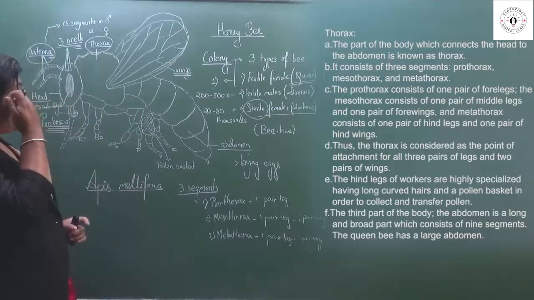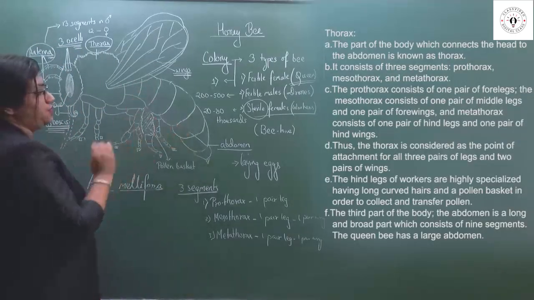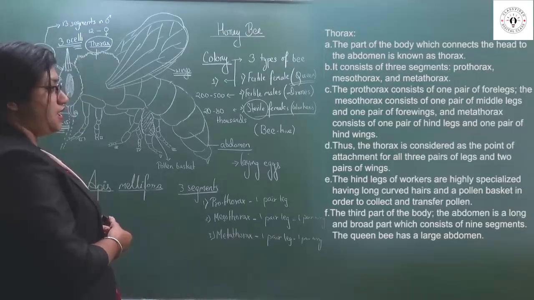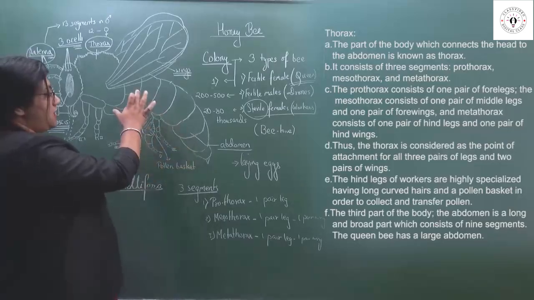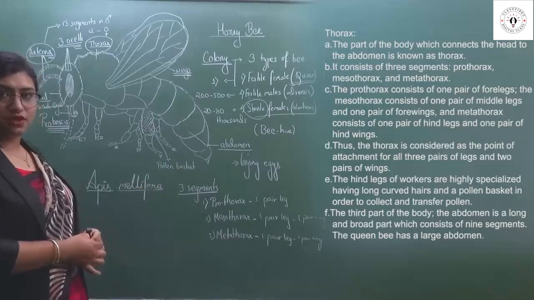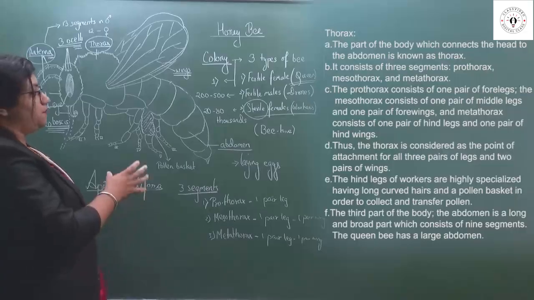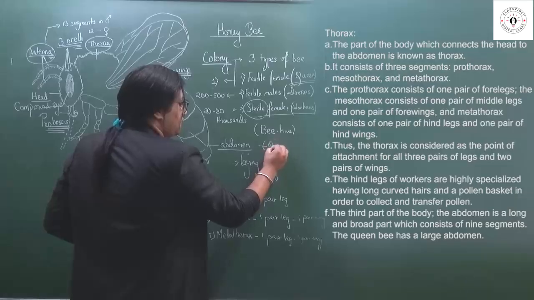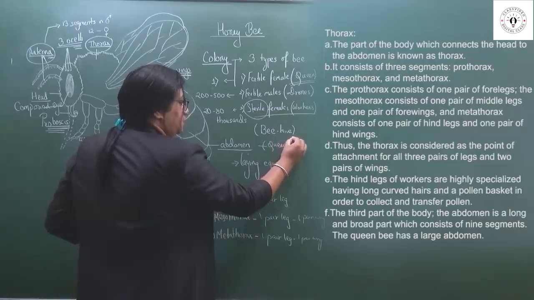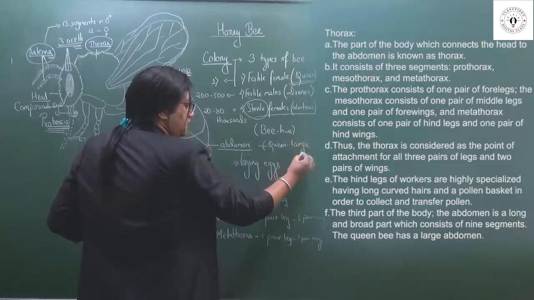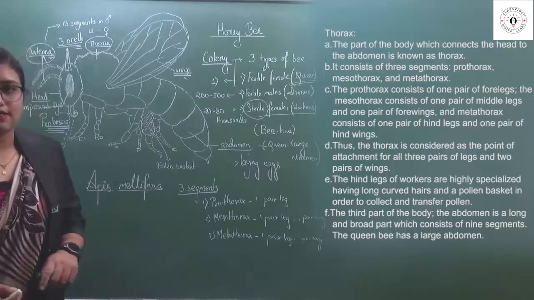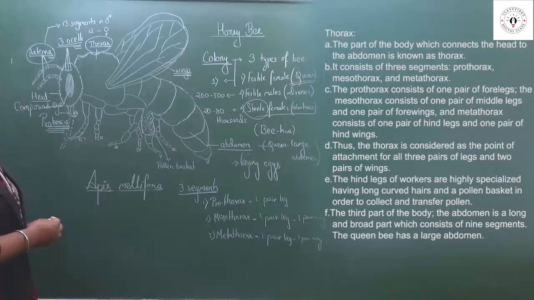Next, abdomen. Now, let's go to this point. The abdominal part is the third part of the body. You can have a look. There are 9 segments in the abdomen of a honeybee. And apart from that, the queen bee is the larger bee. She is the larger one with a large abdomen. The others have an abdomen which is quite small, but every one of them has 9 segments in their abdomen.